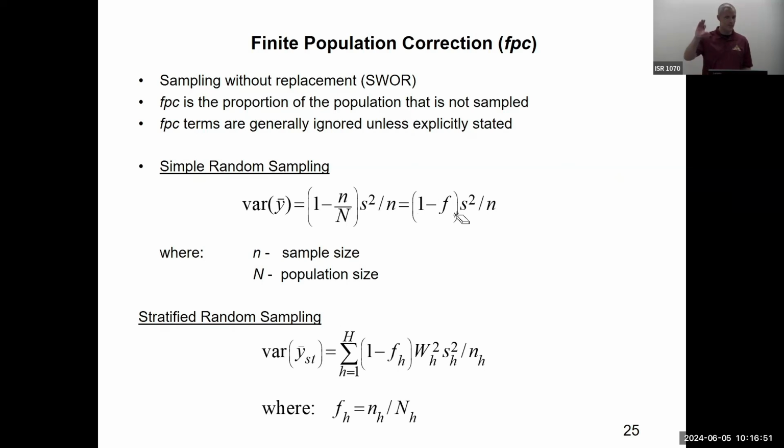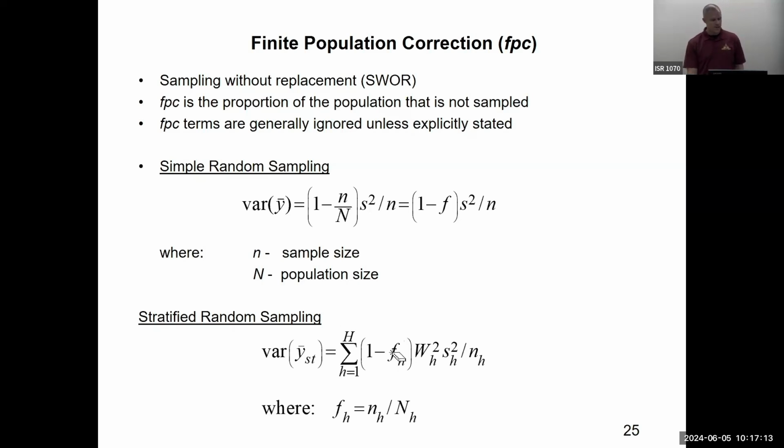If that sampling fraction is close to 0, the FPC is going to be very close to 1, and it doesn't make a difference compared to with replacement sampling. With replacement sampling, this variance would just be S squared divided by n. This term comes in because of without replacement sampling. And if that sampling fraction is tiny, we don't need to worry about it.